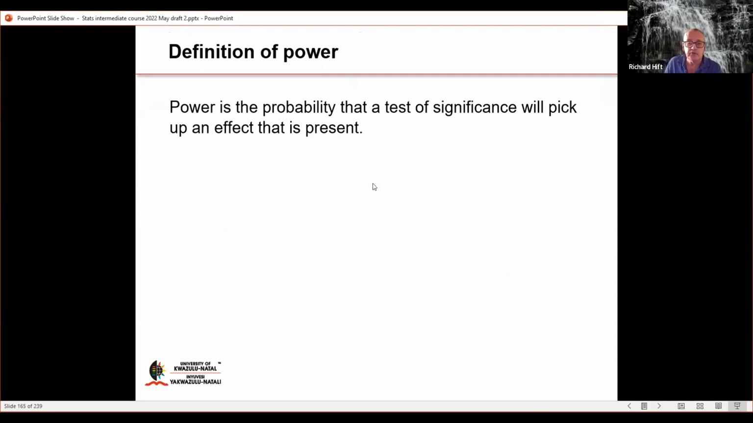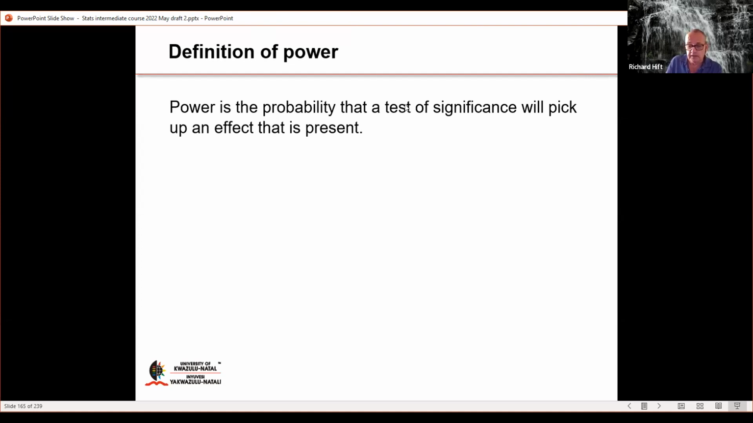Right. Here's the definition of study power. Power is the probability that a test of significance will pick up an effect that is present. In other words, that a test of significance, one example being student's t-test, will pick up an effect. In other words, will return a result of p less than or equal to 0.05. That's what we mean by picking up an effect, that it's present.